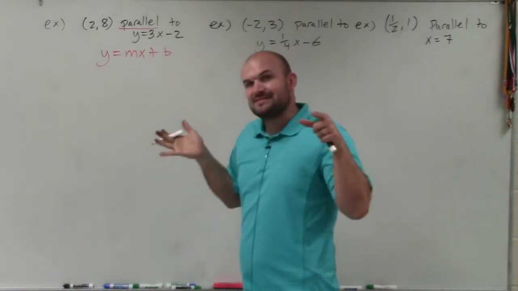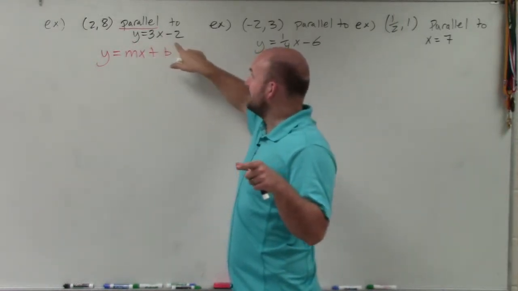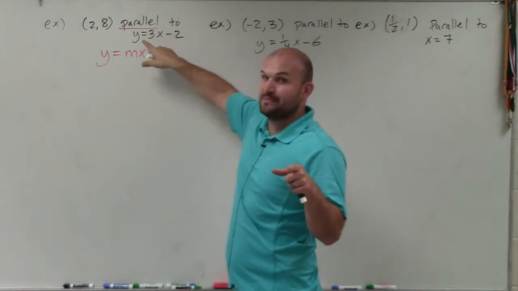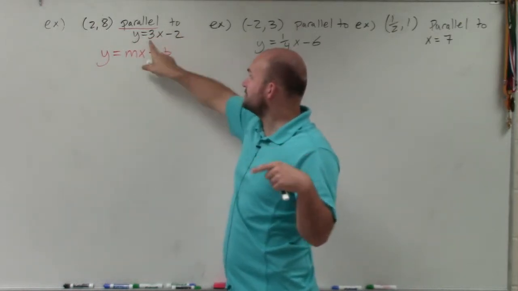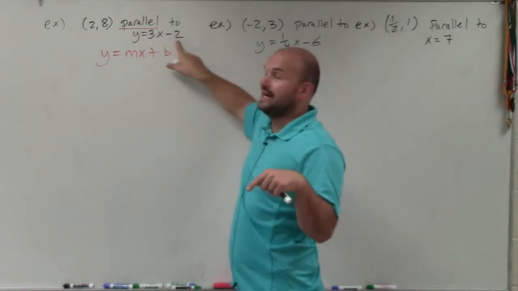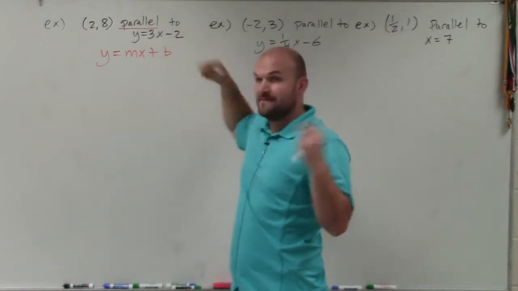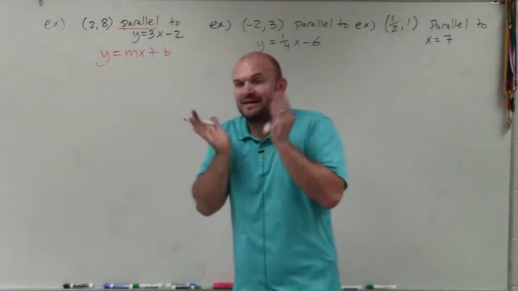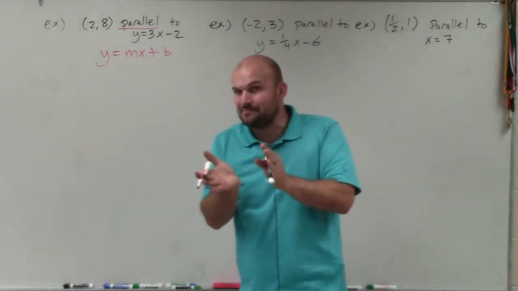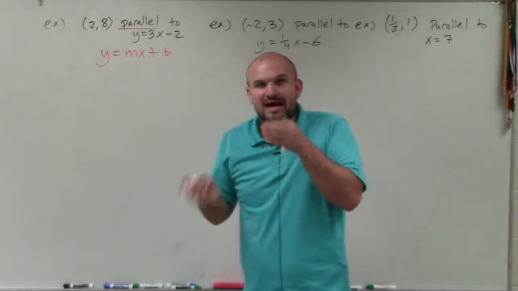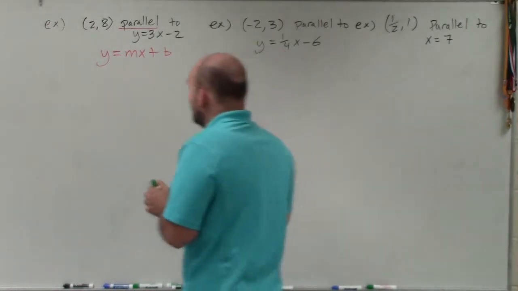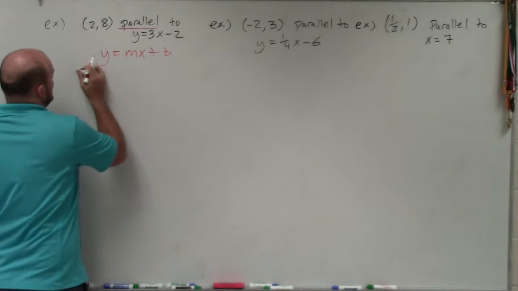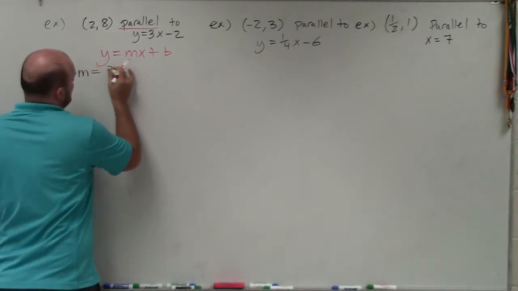So the line that my graph has to be parallel to is y equals 3x minus 2. In this case, you can see that 3 is going to be the slope, and the y-intercept is negative 2. If two lines share the same slope and the same y-intercept, then they're exactly the same line. So they're not going to share the same y-intercept, but they are going to share exactly the same slope. So therefore, I now know that m is equal to 3.